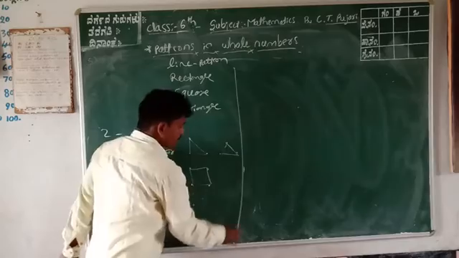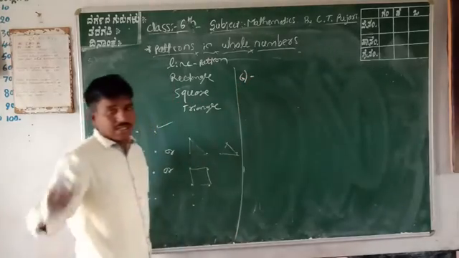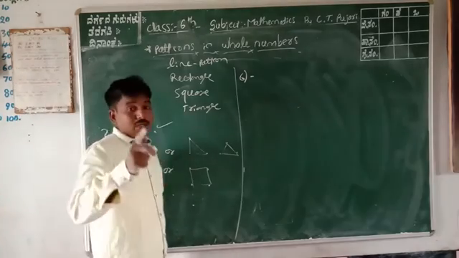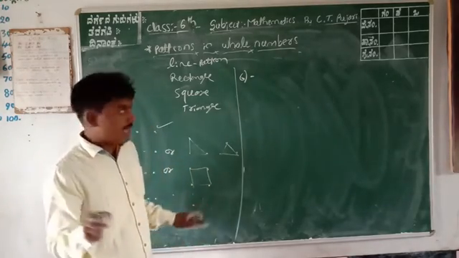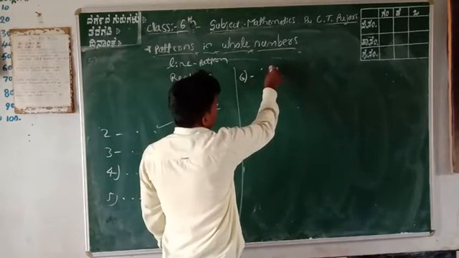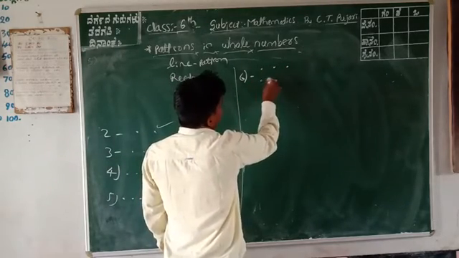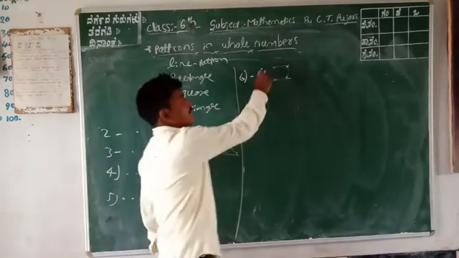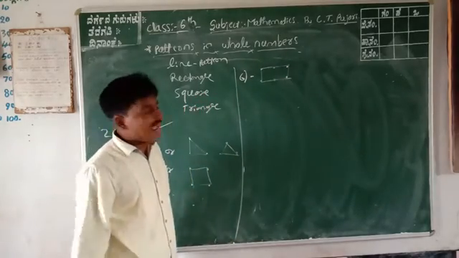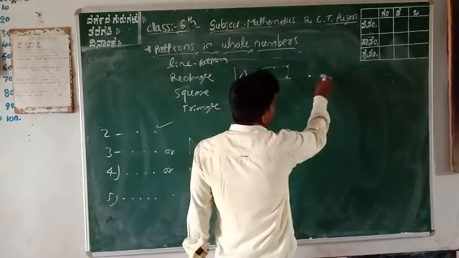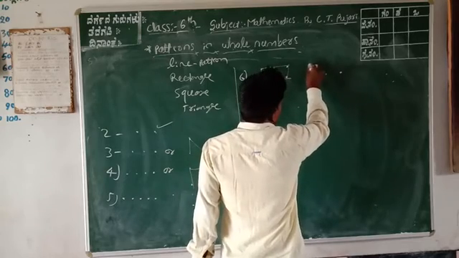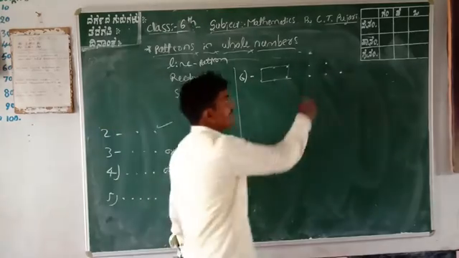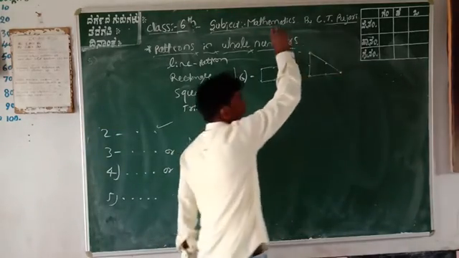Next, 6. The number 6 has a line pattern. Next, triangle also, and rectangle also, but not square. First one is the rectangle: 1, 2, 3 and 1, 2, 3. This is a rectangle pattern. What about a triangle? Triangle means like this: 1, 2, 3 and 1, 2, 3. This is a triangle pattern.